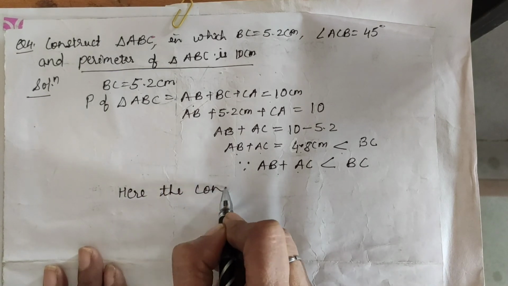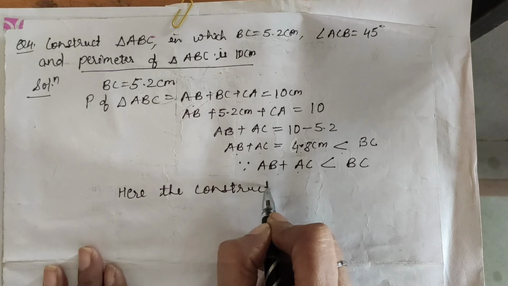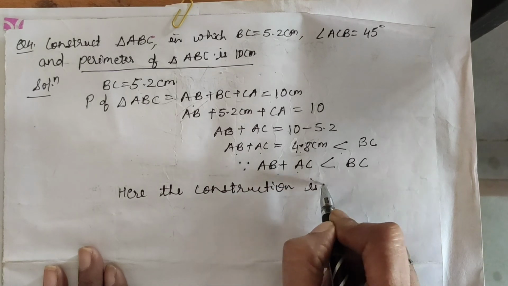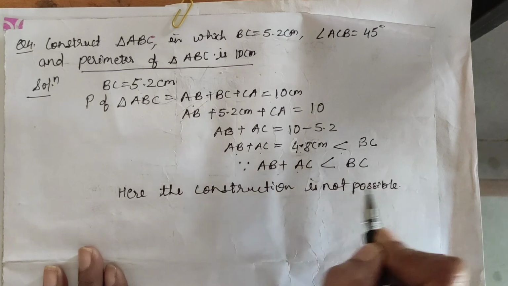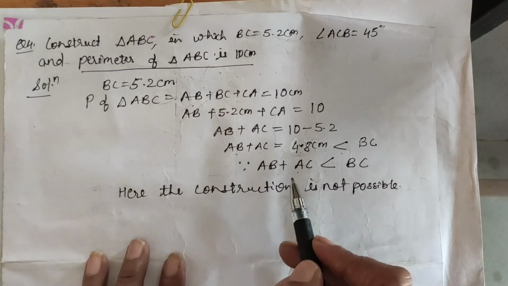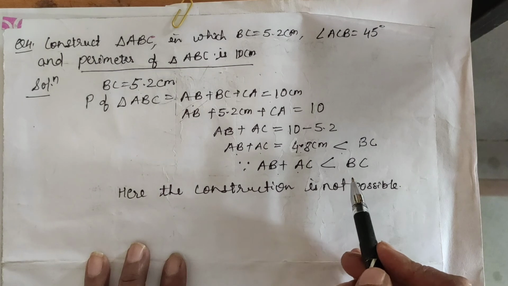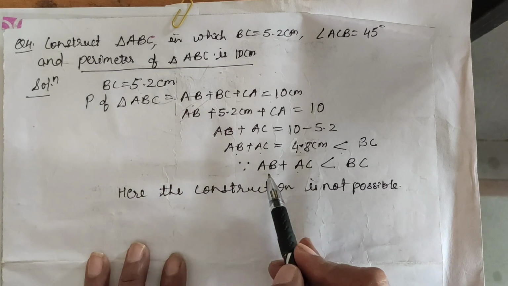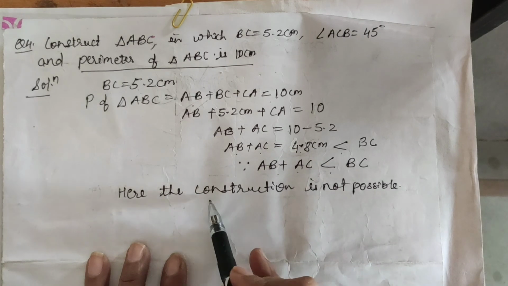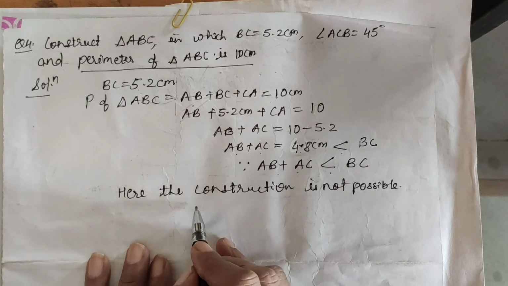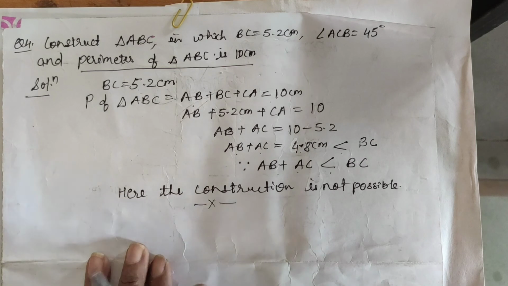Here the construction is not possible. Okay, because we have the theorem that the sum of any two sides of a triangle is always greater than the third side. But here, as you are getting the sum of two sides of a triangle less than the third side, that's why here the construction is not possible. So in this way we have completed our exercise 4.1.